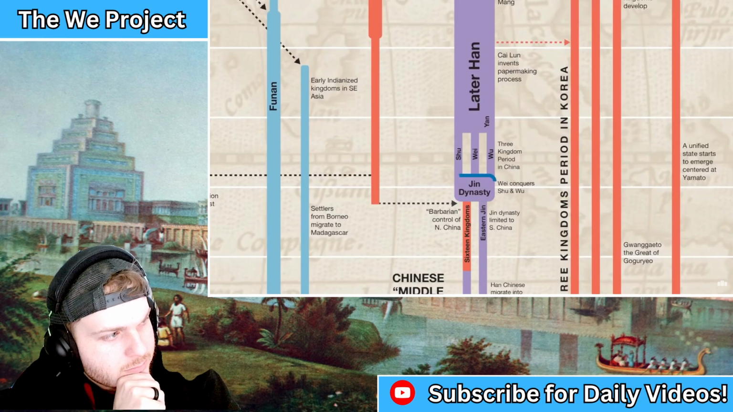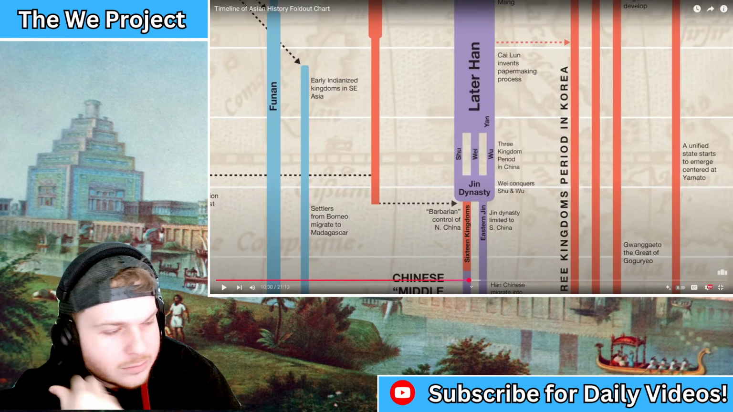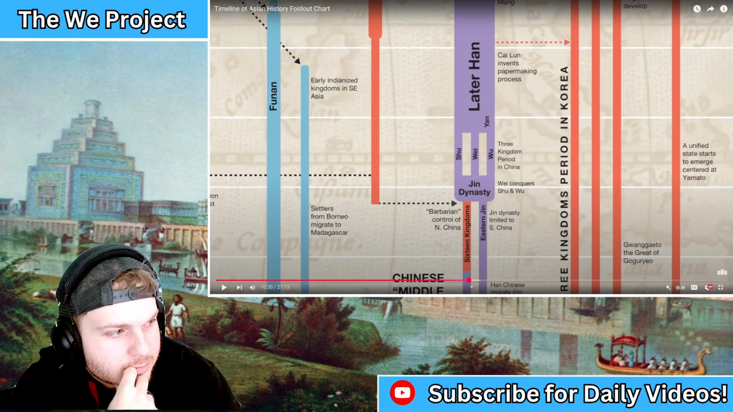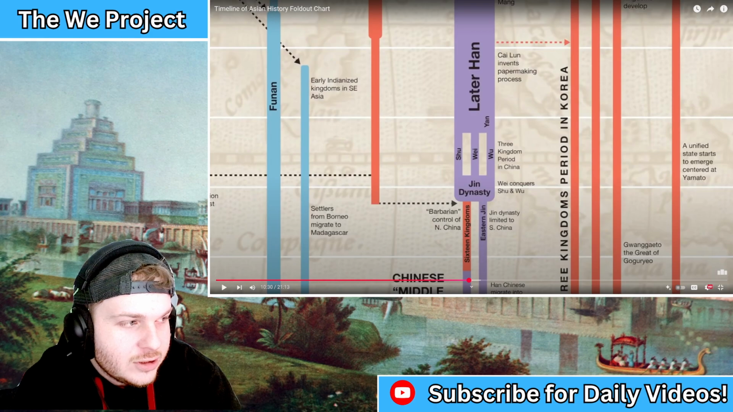But before the Jin dynasty could really get rooted, the North... Is this Jin dynasty part 2? Right? Oh, no, it was Qin. It was Qin, not Jin. Okay, so it goes Qin, Han, Jin.